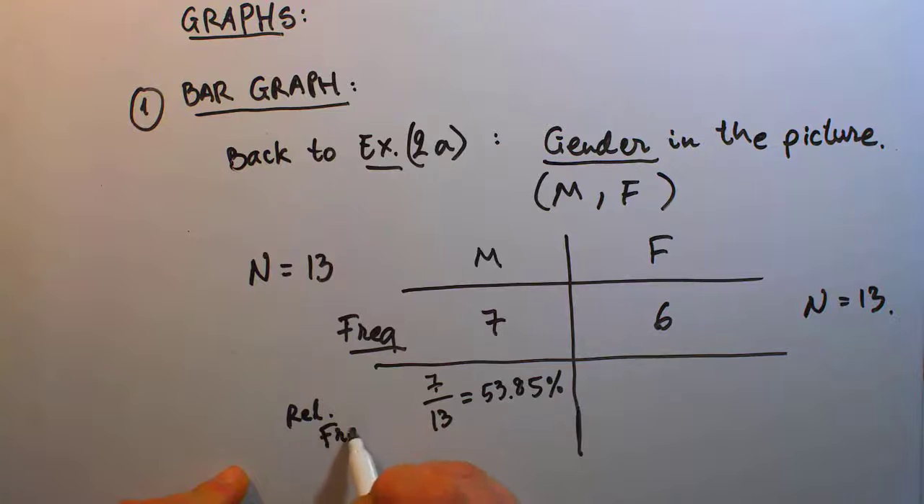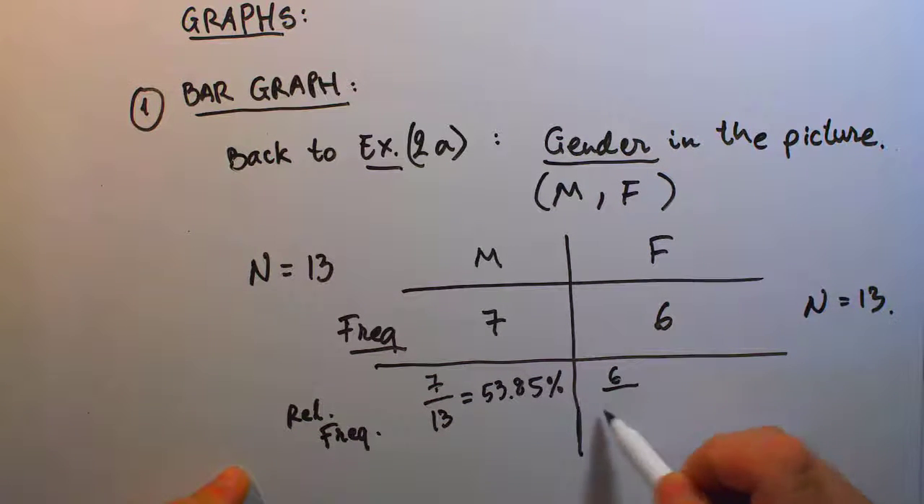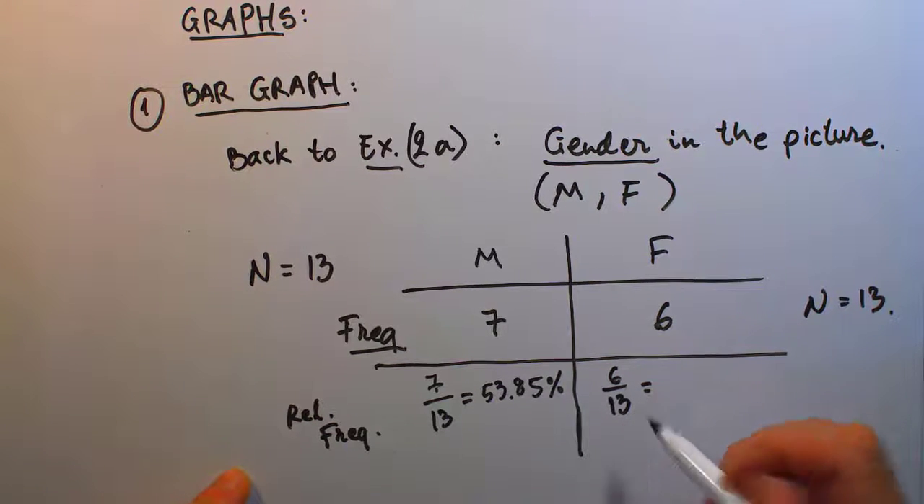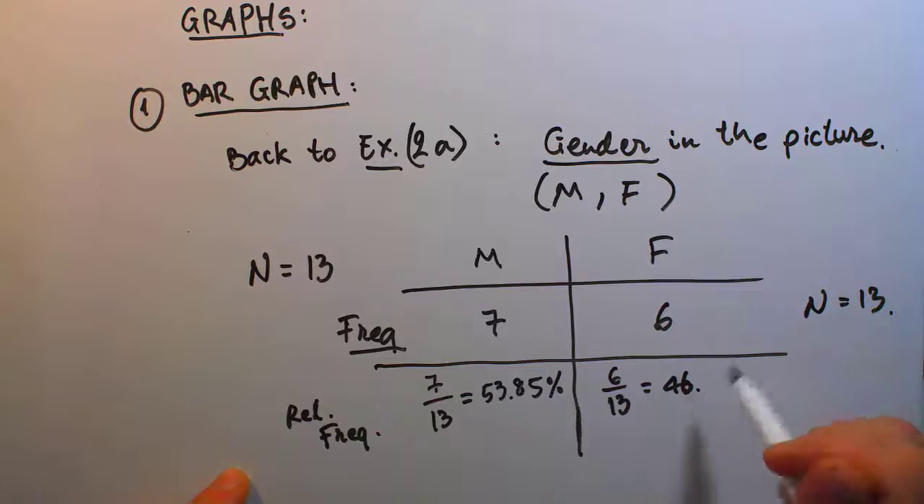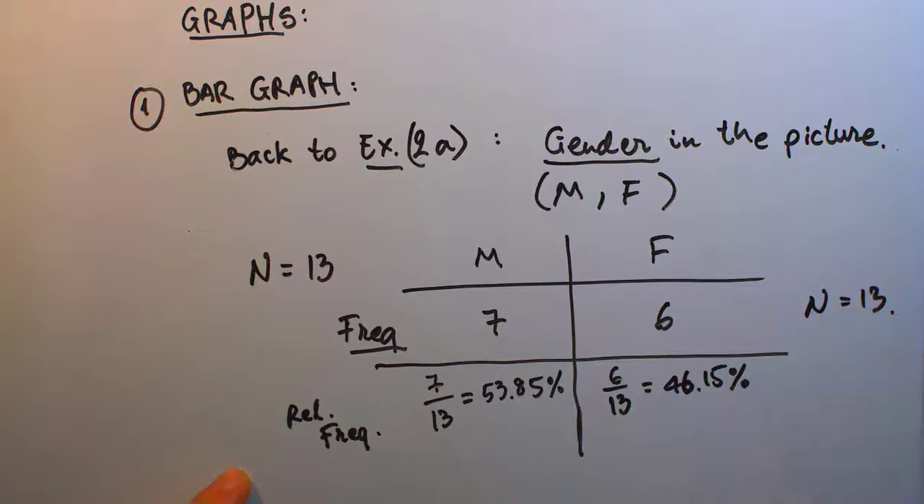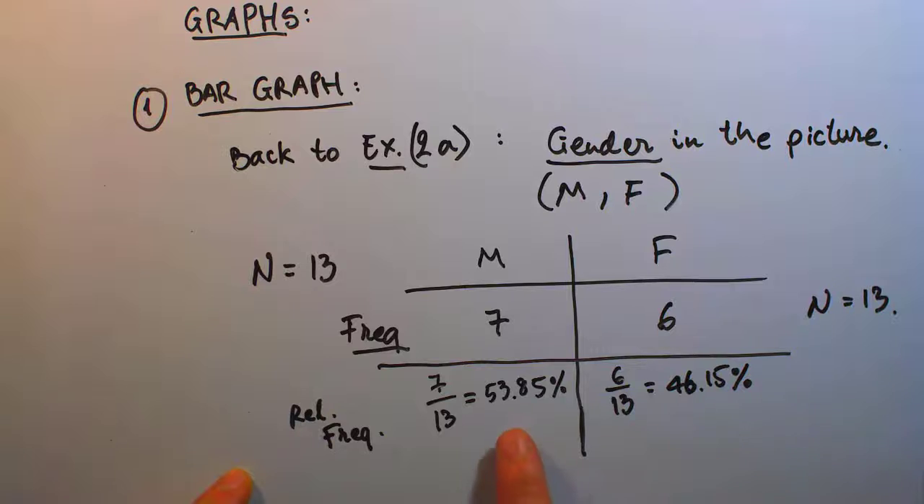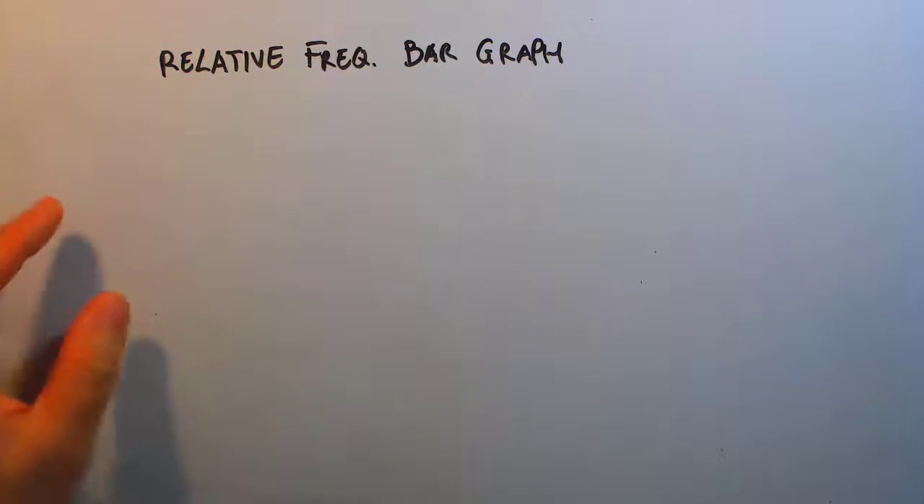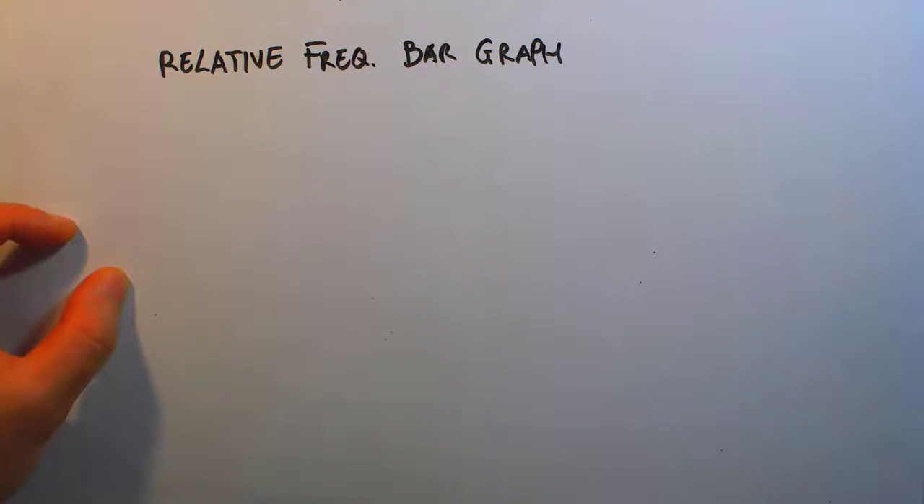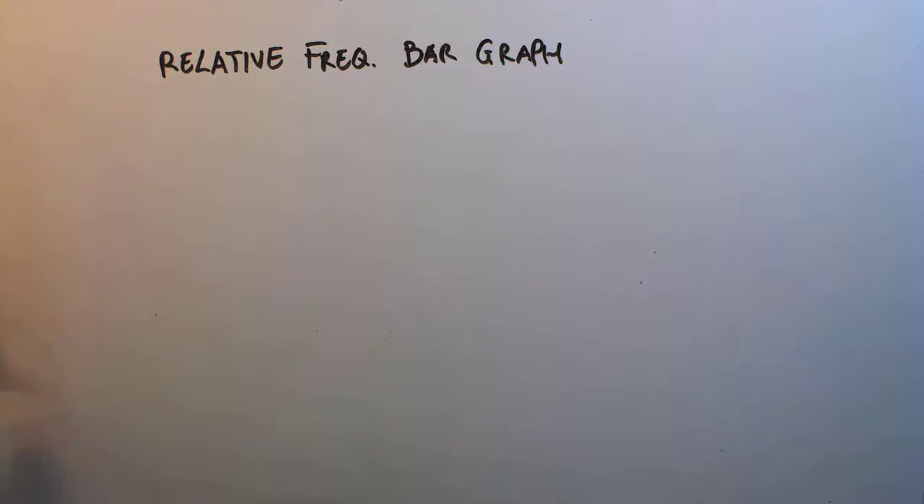For the other bar, we simply put the actual count, the real frequency, over the total n count, and that gave us, back in example 2a, 6 out of 13, which is 46.15%. So these are the relative frequencies for this data right here. And so we can also come up with what's called the relative frequency bar graph. The idea is that relative frequencies can also be placed on a bar graph as well.